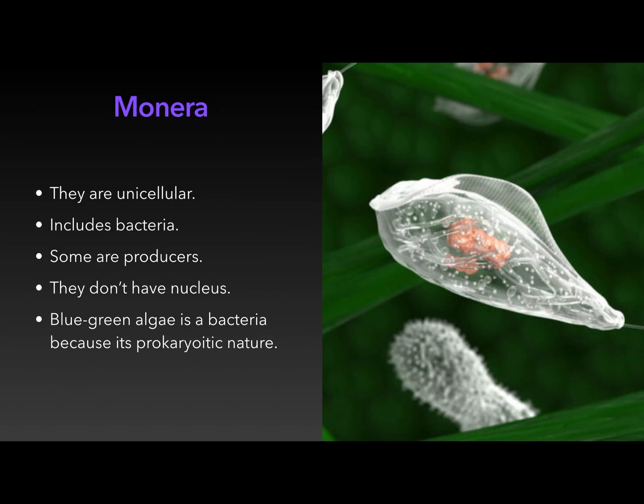Monera. They are multicellular. That includes bacteria. Some are producers. They don't have a nucleus. Blue-green algae is a bacteria because of its prokaryotic nature. As we saw before, algae is Protista, but this algae isn't Protista, it's Monera because it's sterile.